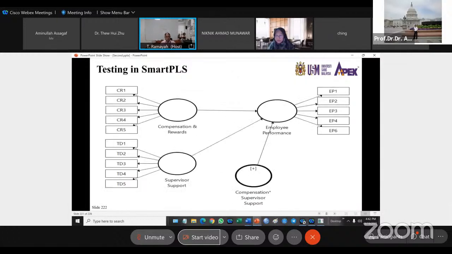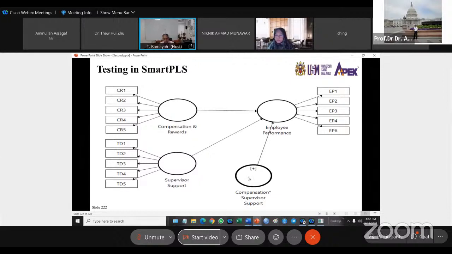So when we run the analysis in Smart PLS, we will run the independent variable and the moderator variable pointed at the dependent variable. And after we finalize the measurement model, we will include the interaction. This interaction, you don't have to do manually. The software will be able to create for you the interaction effect. Okay, that's how the analysis is done.